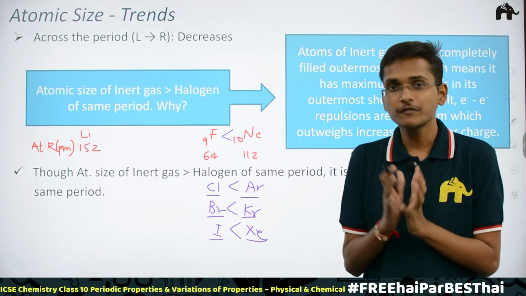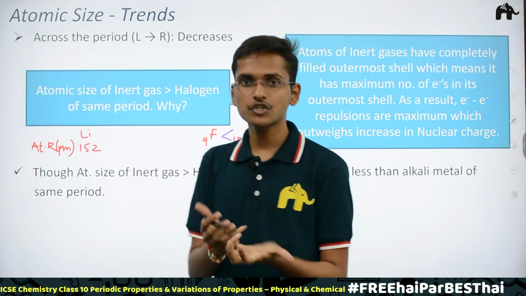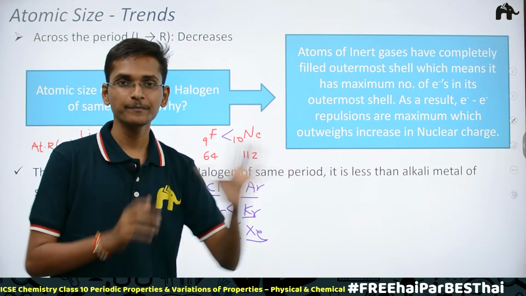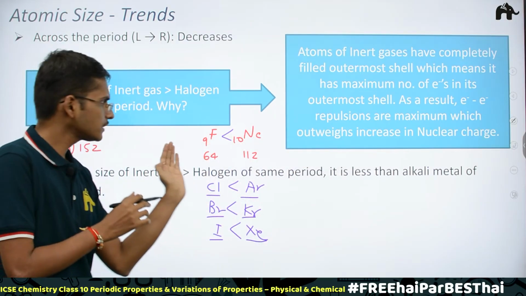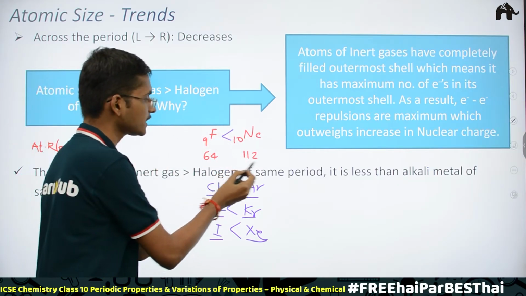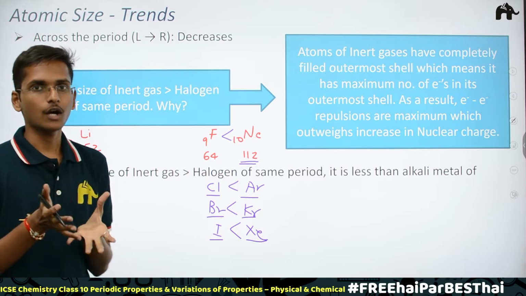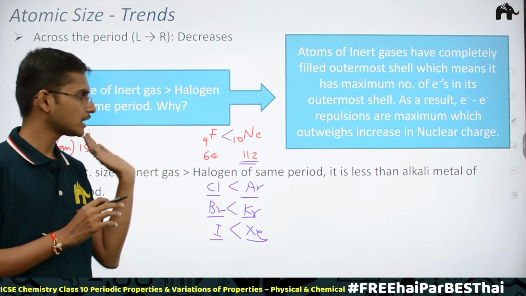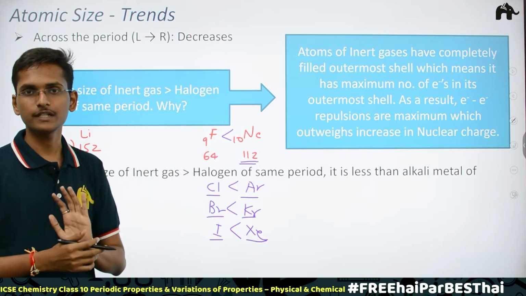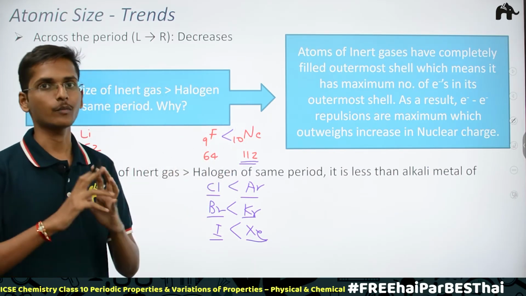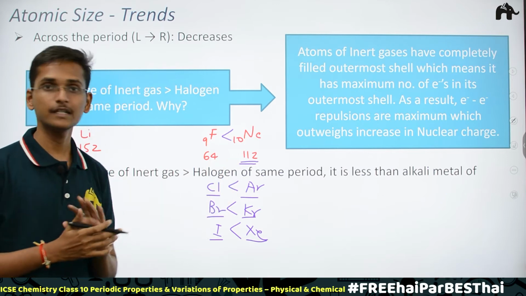Okay. So now what we observed when we were seeing the variation of atomic size across the period, when we move from left to right in a period, is that after fluorine the atomic size was found to increase in the case of neon. Now the actual trend says that the atomic size decreases across the period when we move from left to right. But how, then, after fluorine is the atomic size increasing in the case of the inert gas neon?